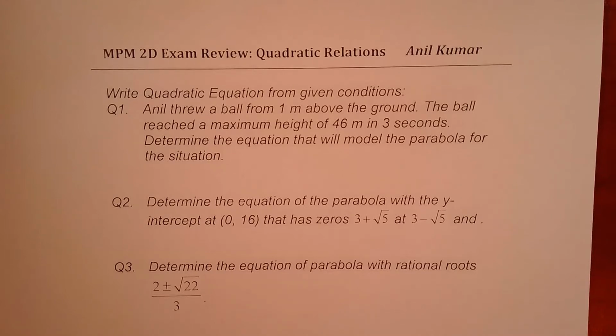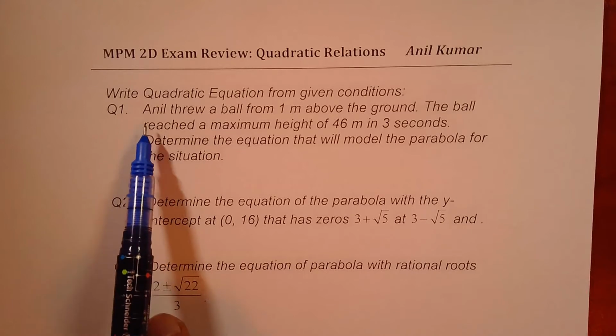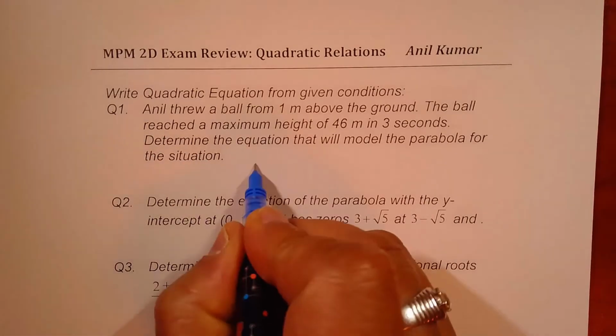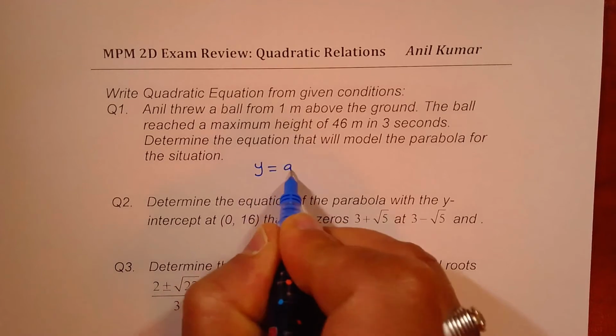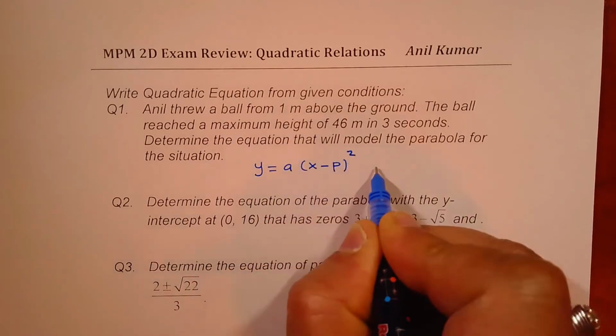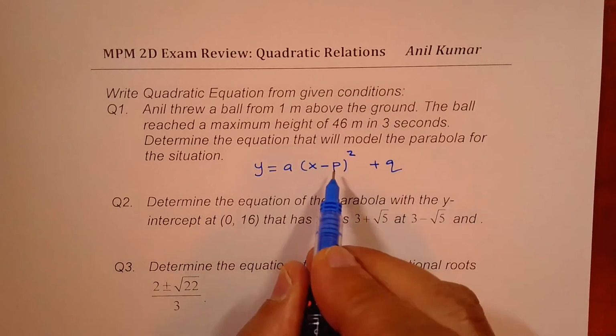Question number 1 is, Anil threw a ball from 1 meter above the ground. The ball reached a maximum height of 46 meters in 3 seconds. Determine the equation that will model the parabola for this situation. Now, whenever you're given the maximum height, a good equation to consider is y equals a times (x minus p) whole square plus q, right? Since we know the vertex.